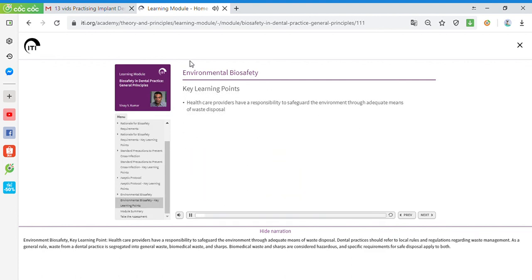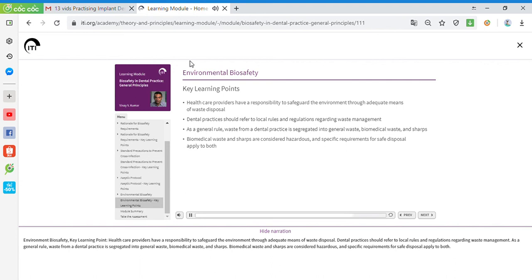Environment biosafety. Key learning points. Healthcare providers have a responsibility to safeguard the environment through adequate means of waste disposal. Dental practices should refer to local rules and regulations regarding waste management. As a general rule, waste from a dental practice is segregated into general waste, biomedical waste, and sharps. Biomedical waste and sharps are considered hazardous, and specific requirements for safe disposal apply to both.